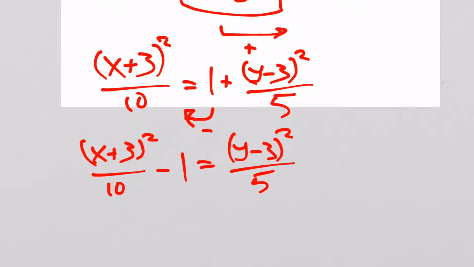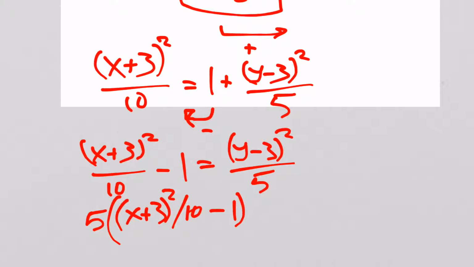And now it's not going to be any different than what we just did with the ellipse. So I'm going to multiply that 5 up. So I'm going to get 5 times the expression (x + 3)² divided by 10 minus, you can say minus 5, or you can do what we did in the last one, keep it minus 1, but then put parentheses around it, whichever you prefer, equals (y − 3)².